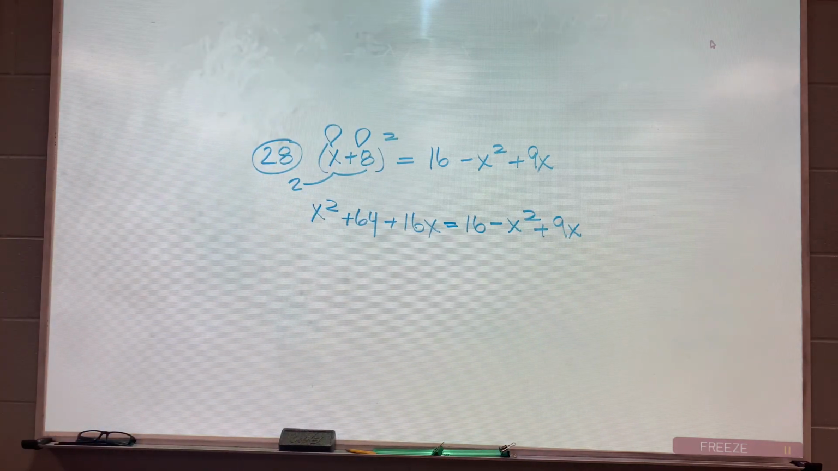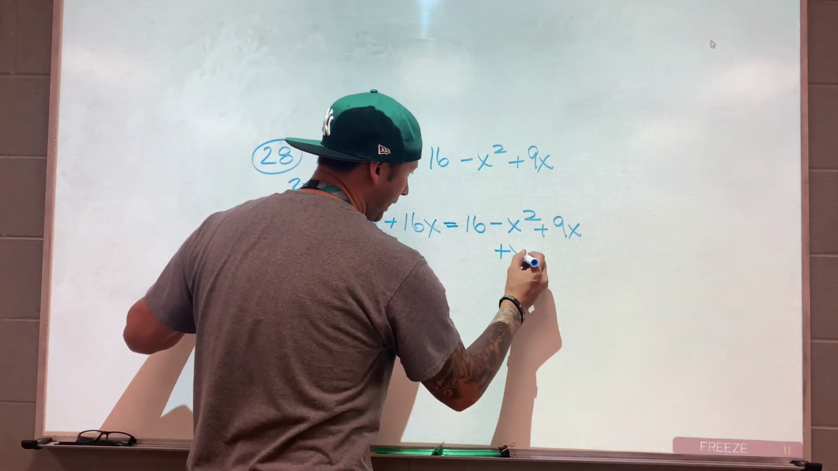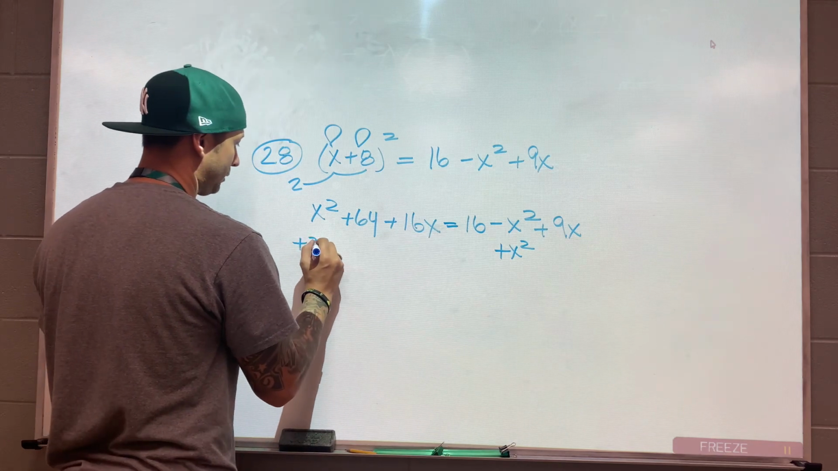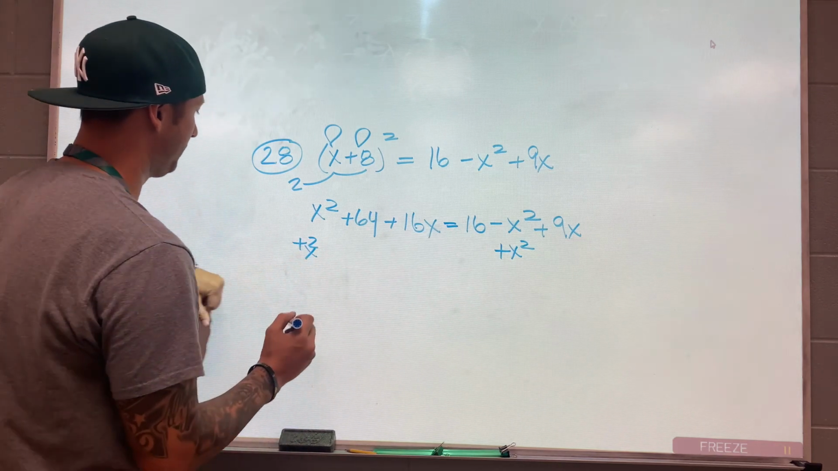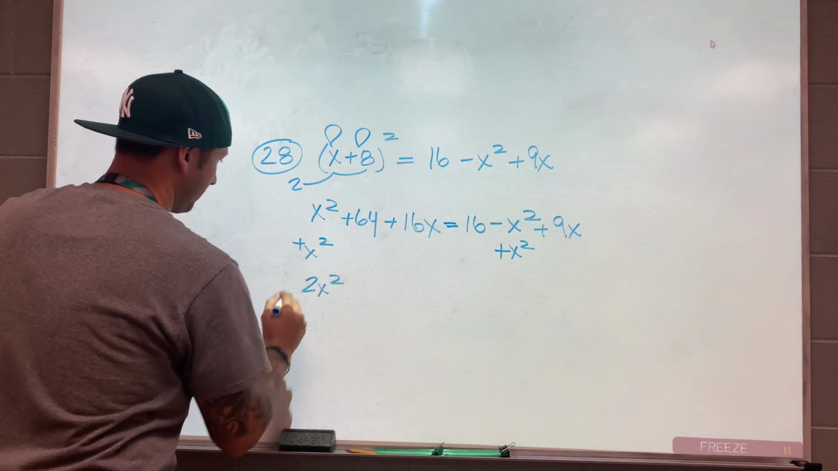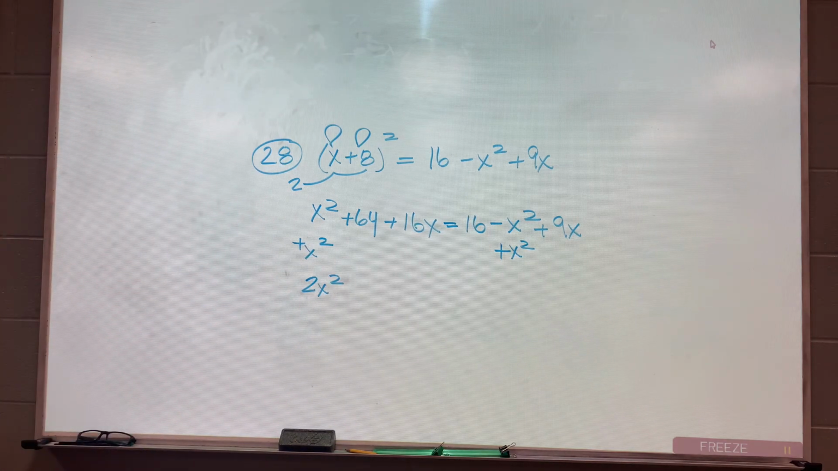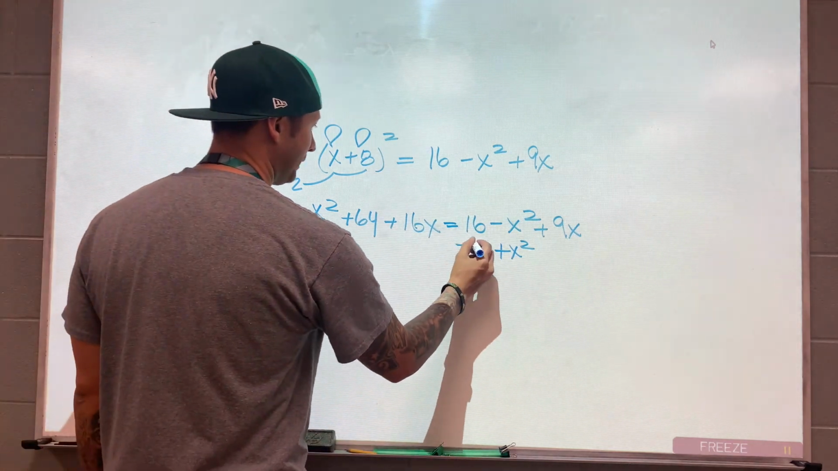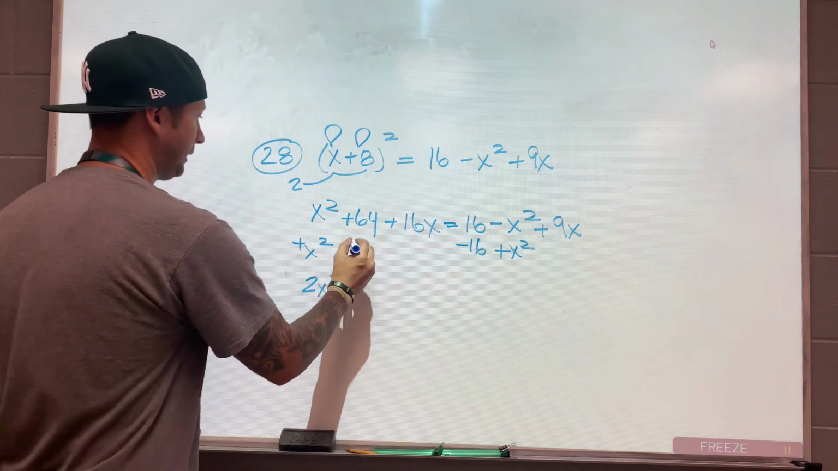All right, so does it matter which way we go? I don't think it does. What's going to happen here? Make sure I wrote the problem down right. x plus 8 squared, 16 minus x squared plus 9. Okay. Add x squared, add x squared. So this is going to be 2x squared minus 16. So minus 16.